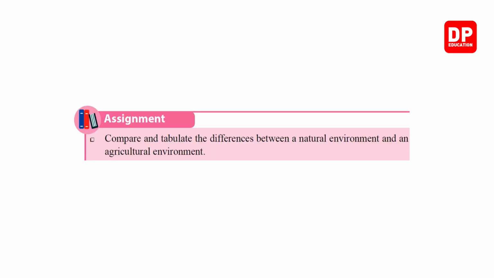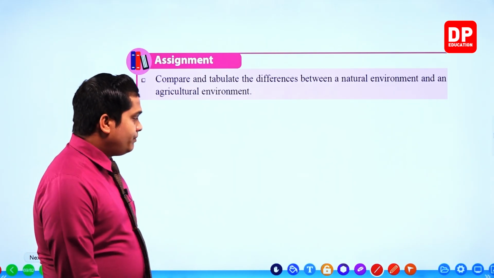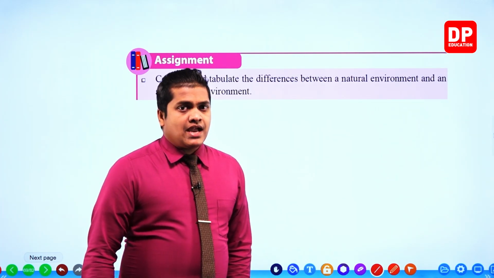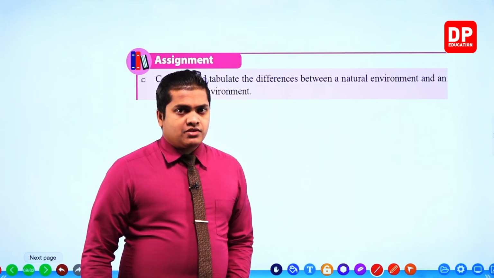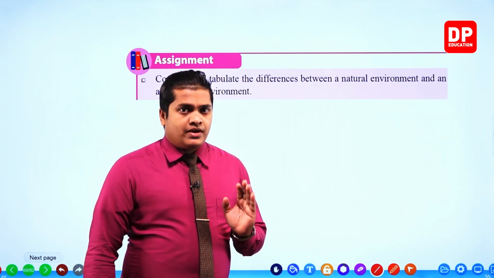Then you are given another assignment: compare and tabulate the differences between a natural environment and an agricultural environment. So my dear children, these assignments should be followed by you. It's very important to follow up with these assignments, because that way only you will be able to get some knowledge. These assignments are very helpful to replenish your knowledge.